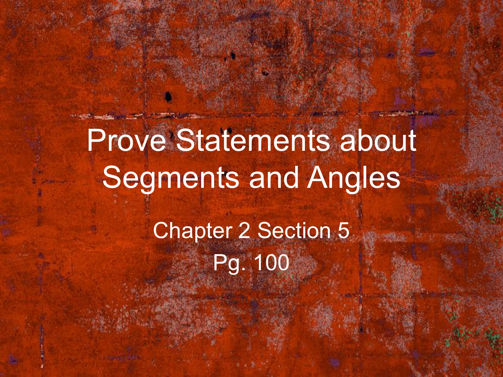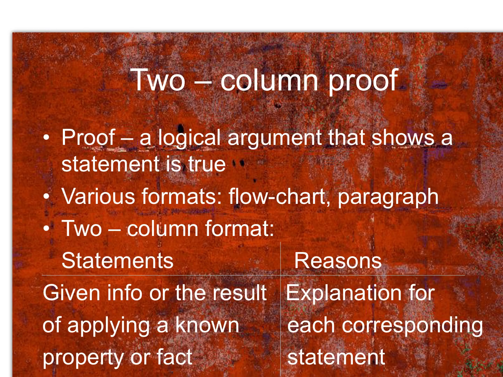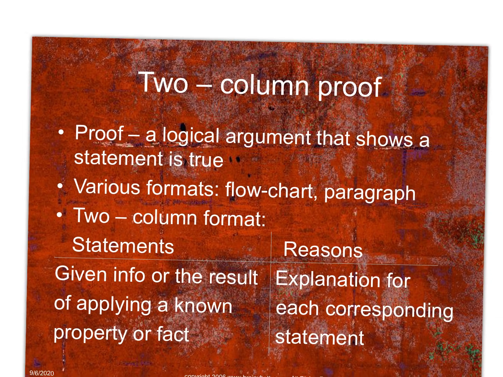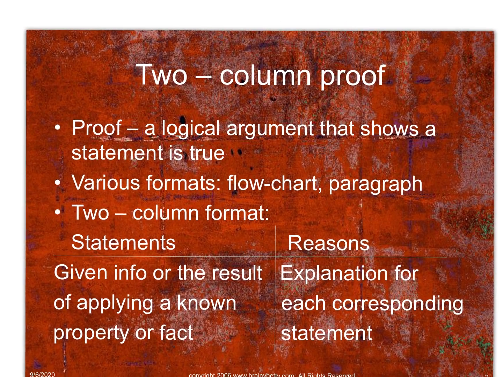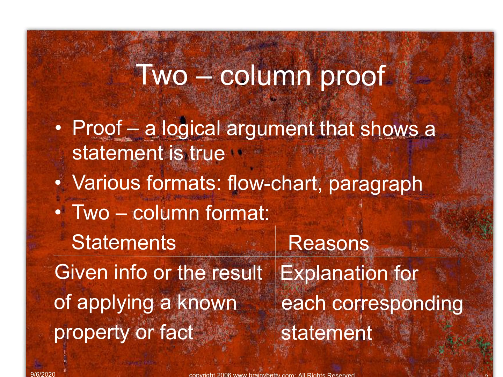So in Chapter 2, Section 5, we're going to prove statements about segments and angles. First, we're going to discuss the way we prove things. We're going to use a two-column proof to do that. A proof is a logical argument that shows that a statement is true.